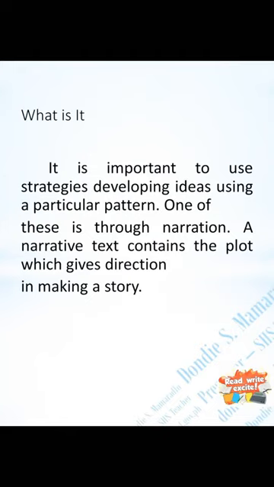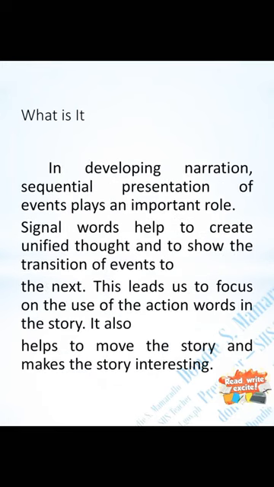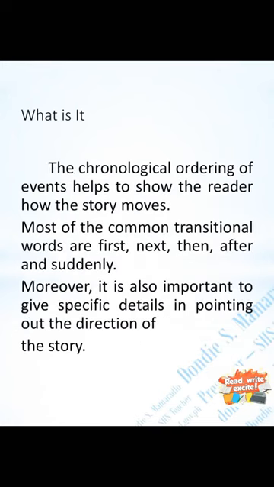A narrative text contains the plot which gives direction in making a story. In developing narration, sequential presentation of events plays an important role. Signal words help to create unified thought and to show the transition of events to the next. This leads us to focus on the use of the action words in the story. It also helps to move the story and makes the story interesting. The chronological ordering of events helps to show the reader how the story moves.